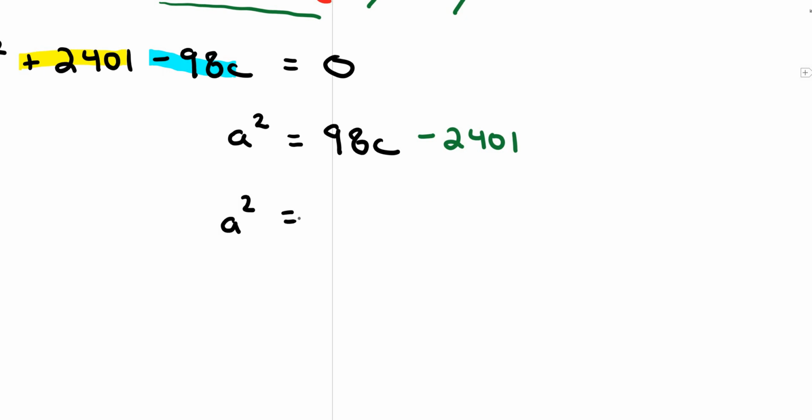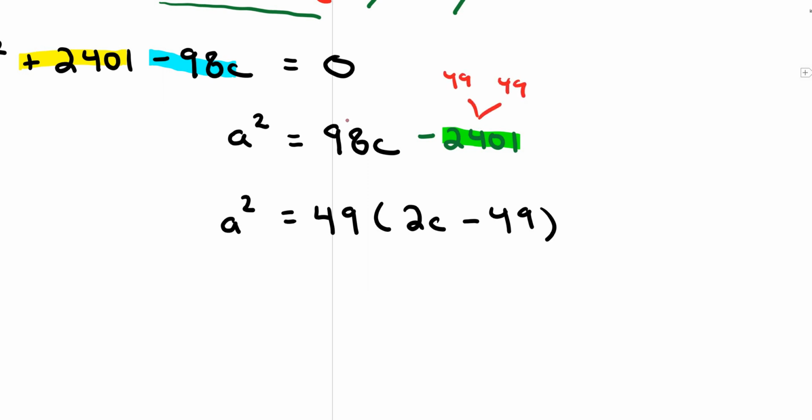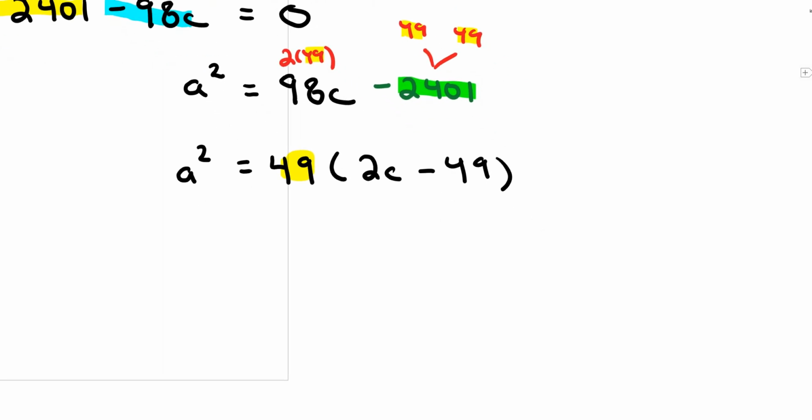All right, so what we're going to do next is a little bit of math. You can actually factor out a 49 from this. If you factor out a 49, you'll get 2c minus 49. And I can see that because I know this actually came from 49 times 49, and this is really 2 times 49. So I can just easily take out the 49s as my greatest common factor there.